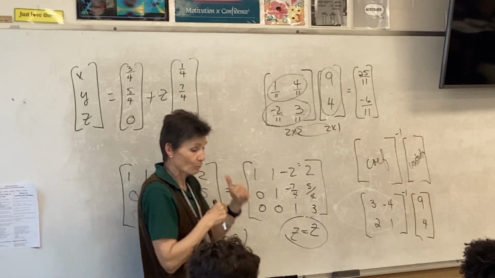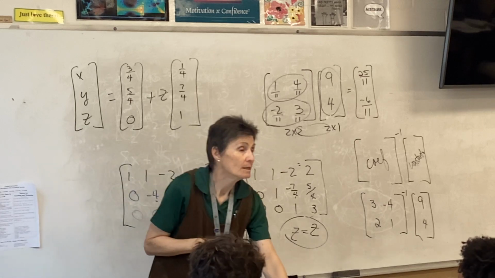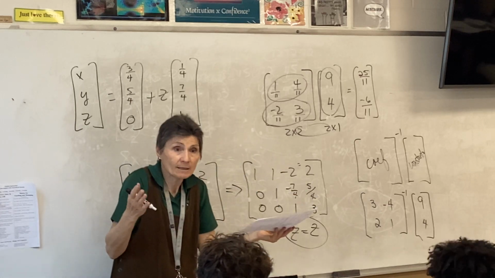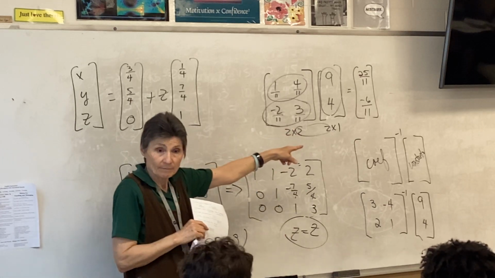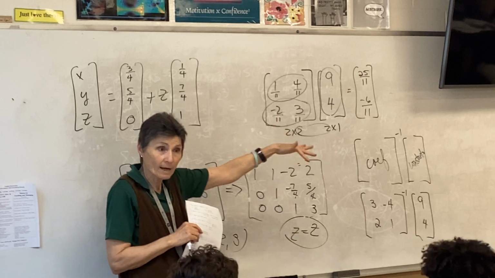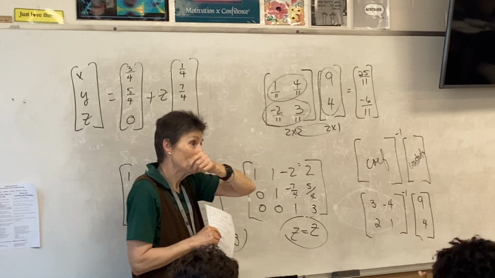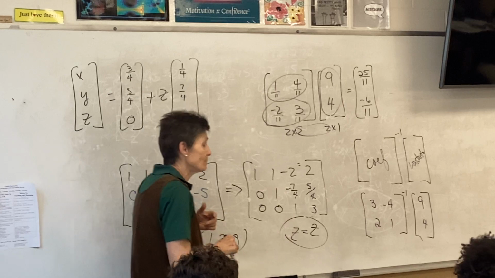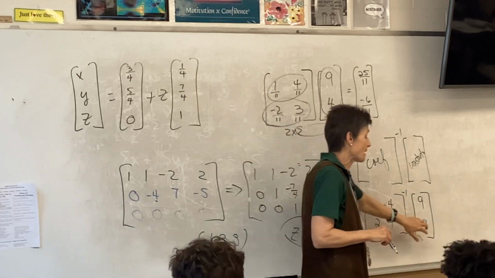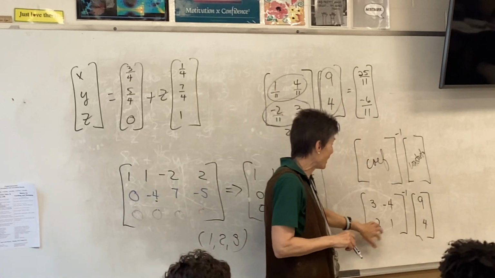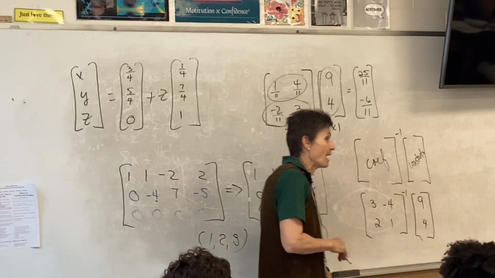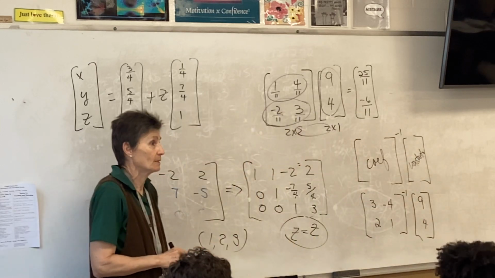If you took your original system and did elimination on it, that's what you get. That's your answer, x, y. Okay? Now, if I'm doing this on my calculator, then I put in this matrix, and I do A inverse times B. And that will give me the answer on the calculator.